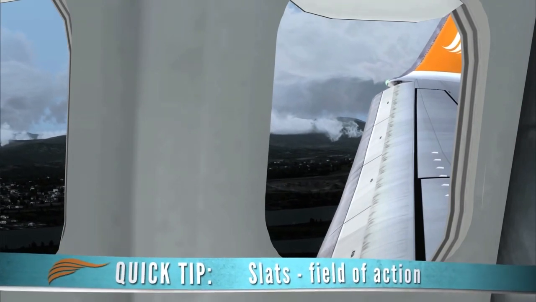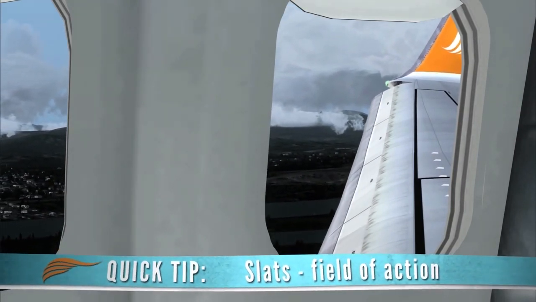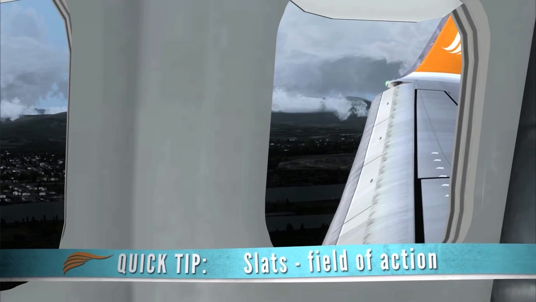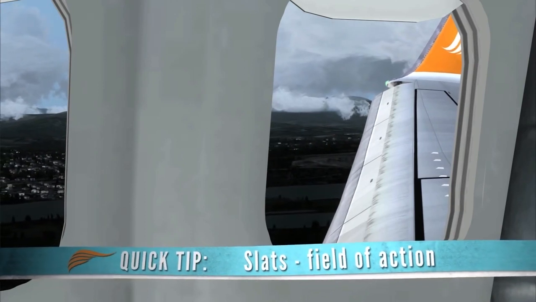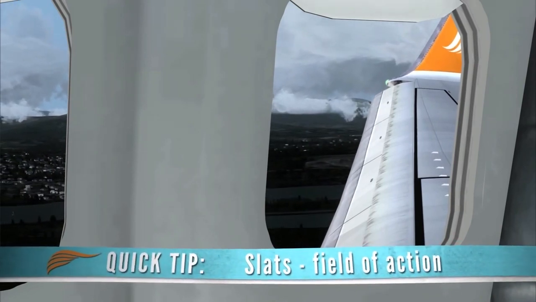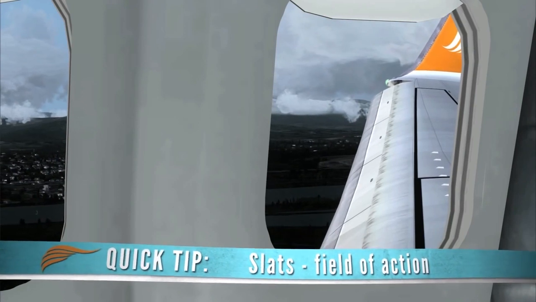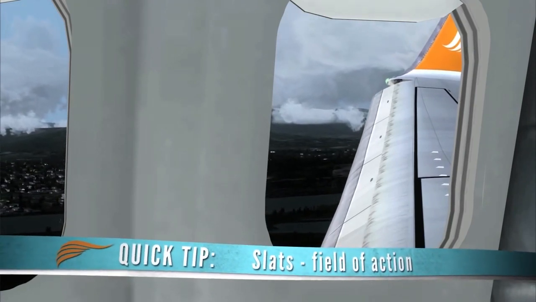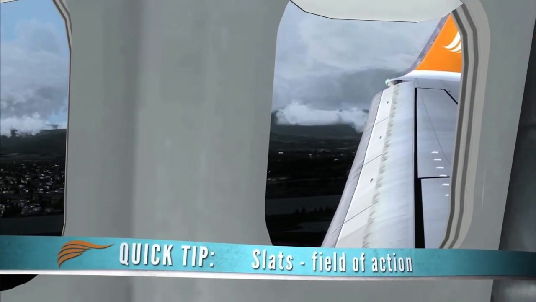Slats have a higher field of action in the inboard part of the leading edge because when an aircraft stalls, this is the part of the wing that stalls first. This occurs so that in the initial phases of a stall, the ailerons are still able to provide roll control.